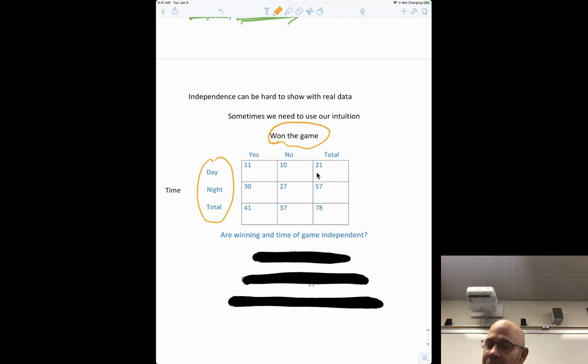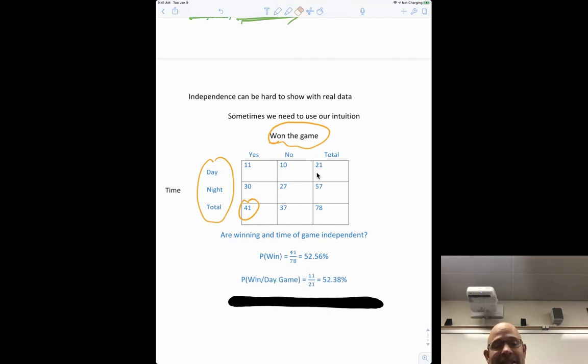So if we do some math here, probability of winning is 41 out of 78. So winning, you can see the one in the game is the 41 out of the 78. Okay. Probability of winning, given that it's a day game. So day games are those guys, 21 of them, they won 11 of those. So notice 52.56%, 52.38%. By our definition, they're not equal.